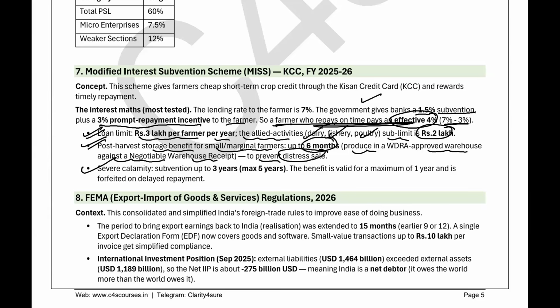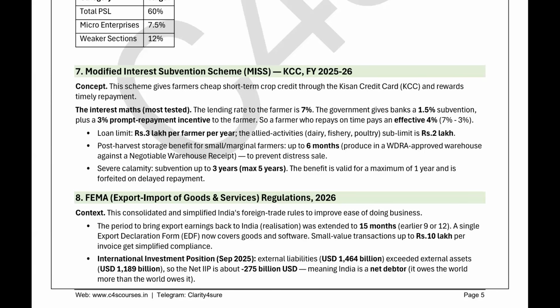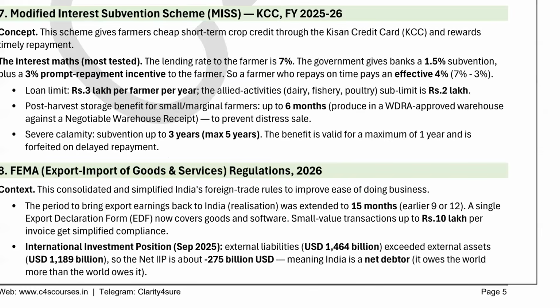Severe calamity subvention. अगर कोई severe calamity आ गया तो उसमें subvention what it has been given. याद रखना, up to 3 years, maximum 5 years. कितना है? In case of this, up to 3 years, maximum 5 years. The benefit is valid for maximum 1 year and is forfeited on delayed payment. Is it clear? This is all about the seventh news that you should understand.